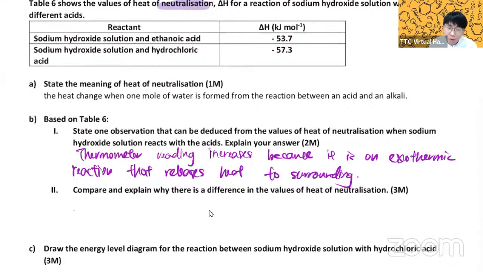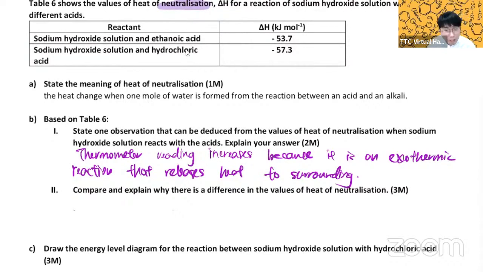Okay, then next one, they ask you why there is a difference in your heat of neutralization. It's still heat of neutralization, but why is one more and why is one lesser? So definitely from here, it's because of the acid. So you see, what is ethanoic acid? What is hydrochloric acid? Strong and weak acid, very good.